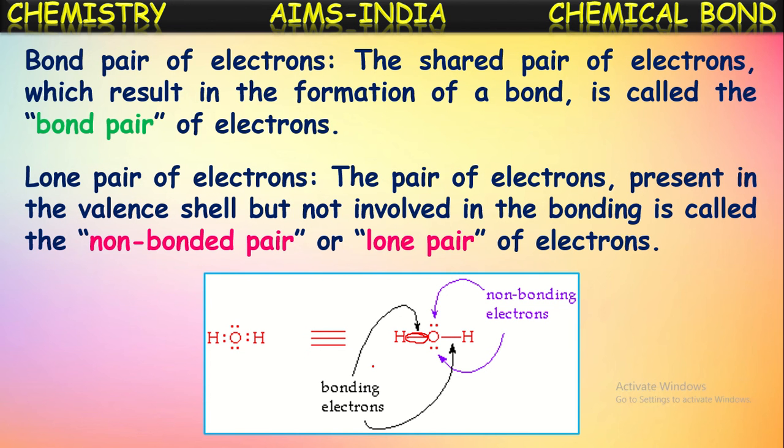And the lone pair of electrons means the pair of electrons present in the valence shell but not involved in the bonding is called lone pair of electrons or non-bonded pair of electrons. If you see here on the oxygen atom, there are two pairs of electrons which are participating in the bond formation. They are called bond pair of electrons. And if you observe still, there are two pairs of electrons on the oxygen in the valence shell which are not participating in the bond formation. These are called lone pair of electrons or non-bonded pair of electrons.